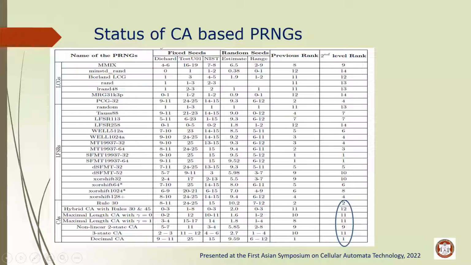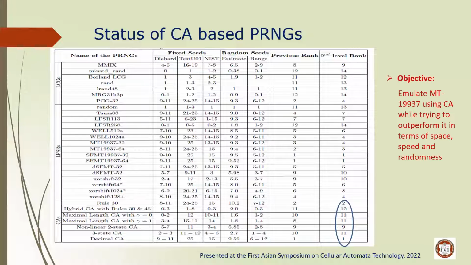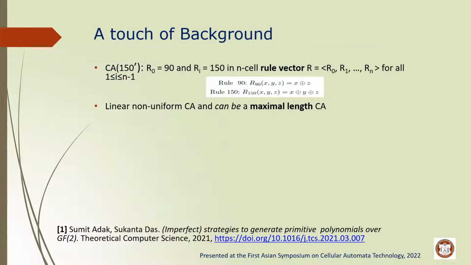So our thinking was: why is CA not performing that well, whereas the Mersenne Twister, which is a simple LFSR with a recurrence relation, is performing so well? So why not emulate it with a good CA and see how far we can get. Therefore, our objective is to emulate the Mersenne Twister 19937 using CA while trying to outperform it in terms of space, speed, and randomness.